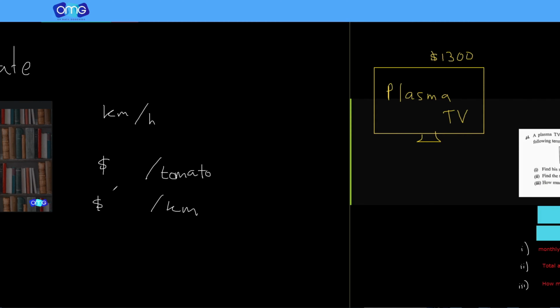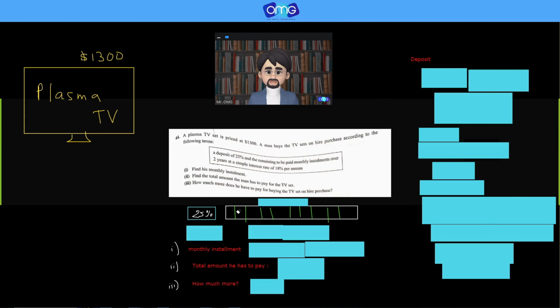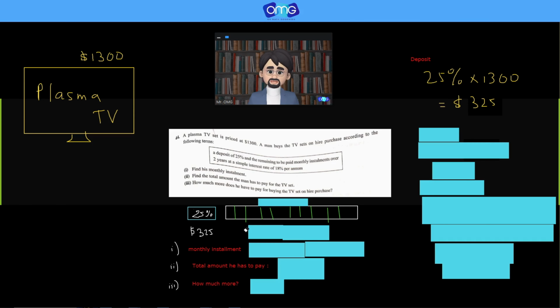Let's try it. A plasma TV set is priced at $1,300. So he buys the TV set with hire purchase with the following terms, and the deposit will be 25% of the 1,300, which is 325. And what is the monthly installment? The monthly installment is, okay, so we know the remaining is 975.